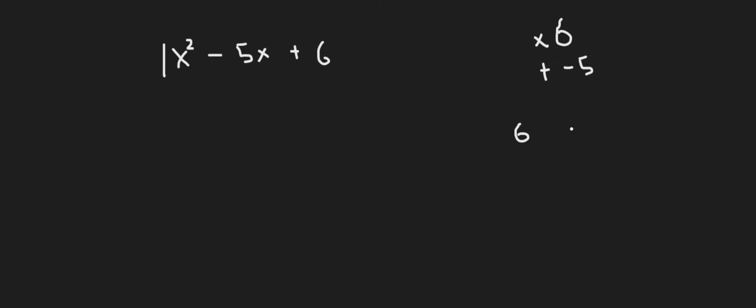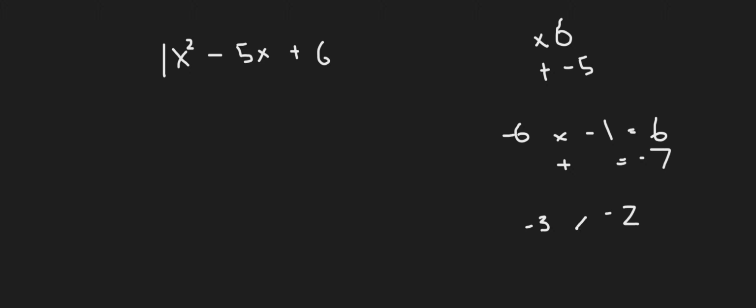Two numbers that would multiply to 6 would be 6 and 1. And 6 and 1 would add to 7 but multiply to 6. However, 6 and negative 1 would multiply to 6 and add to negative 7. So both variations of 6 and 1 are wrong.